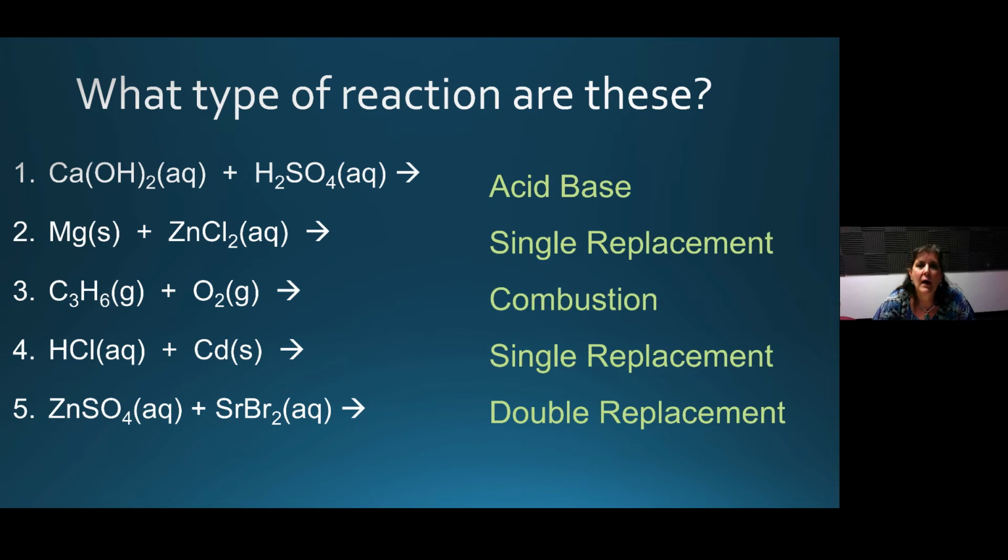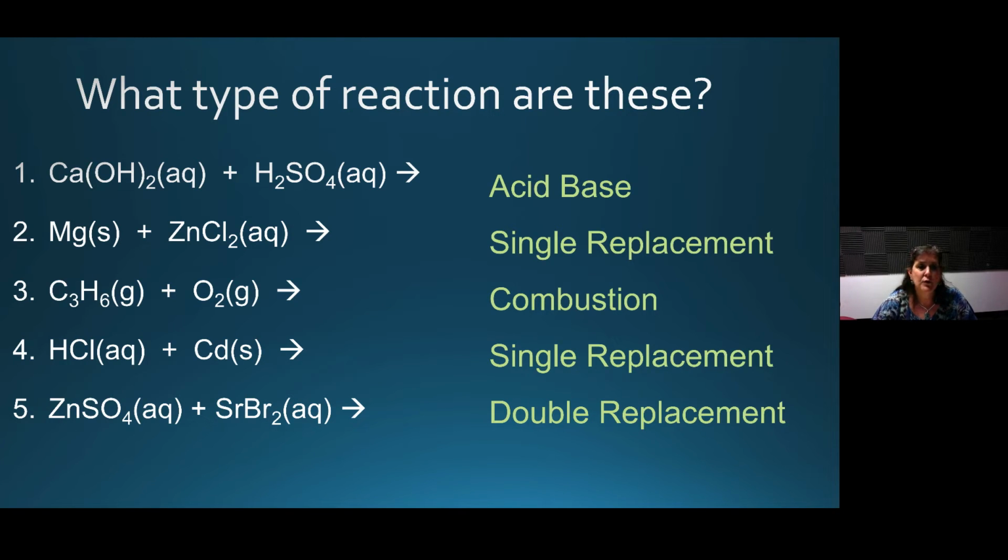All right, number 1 is an acid-base reaction. We have an H in front of H2SO4. We have an OH in back of the Ca(OH)2, acid-base. Number 2, we have a single metal, Mg, single replacement, single metal. Mg could replace the zinc. We don't know. We have to check the activity series. But as soon as you have a single metal by itself, it's single replacement.